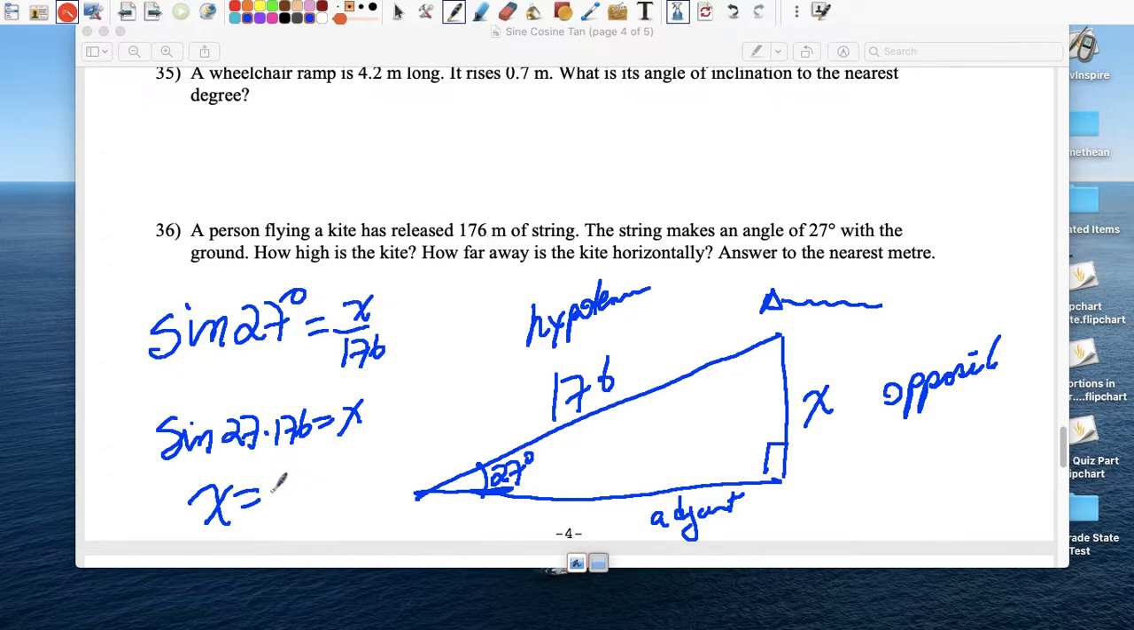Hang on a second. No. Nope, ignore. It says how far away is the kite horizontally. This is not it. This is what we want. So I'm going to start the problem again.